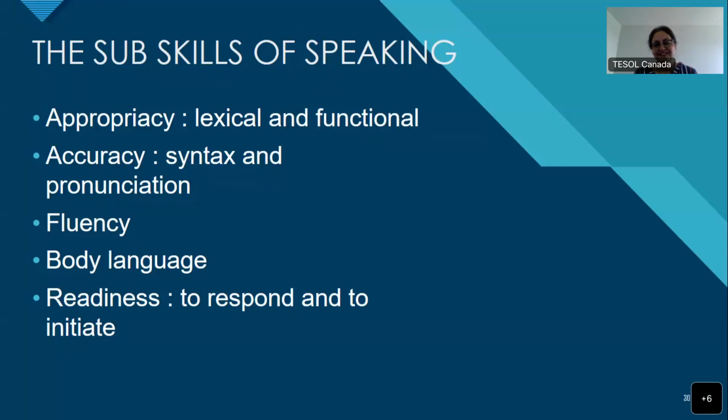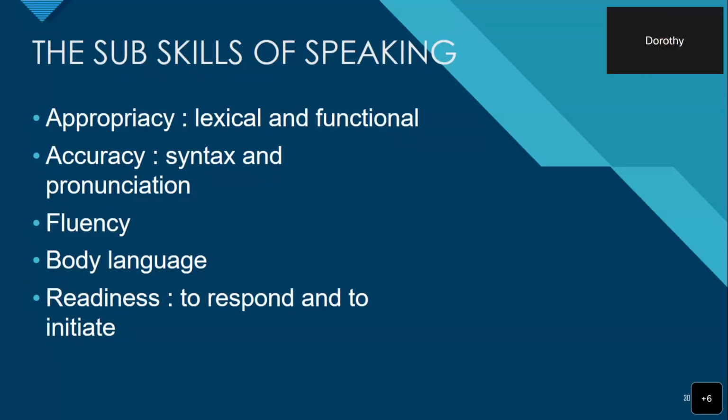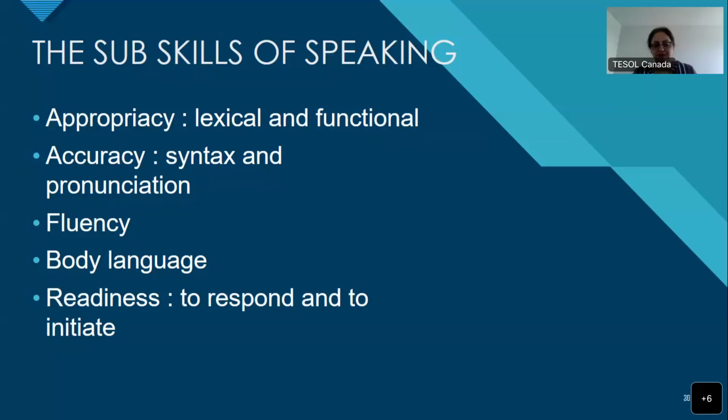They watch movies or observe the teacher. Bravo, bravo. Podcasts, movies, and definitely the teacher. Also, another sub-skill of speaking is readiness.